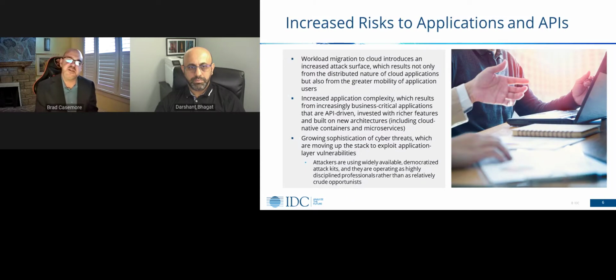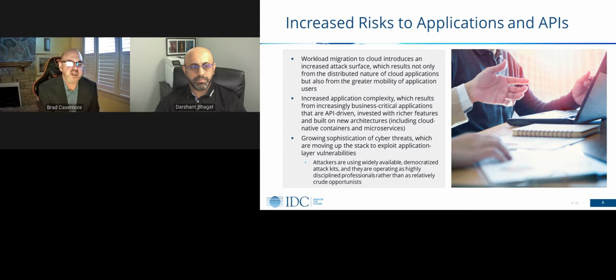Now, what are some of these increased risks to applications and APIs? Well, workload migration to cloud introduces an increased attack surface because obviously this is more distributed, right? You're going across this whole cloud landscape. And that results not only from the distributed nature of the cloud applications, which we've talked about, but also from the mobility of the users. And we've talked about that as well. You have more work from home. You have people in coffee shops. You have people in branch offices, remote sites, and everywhere in between.